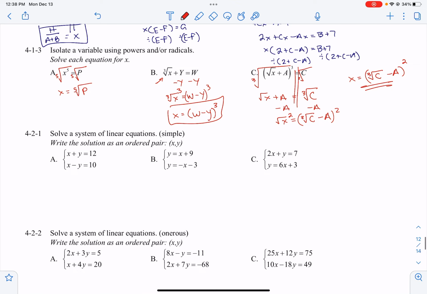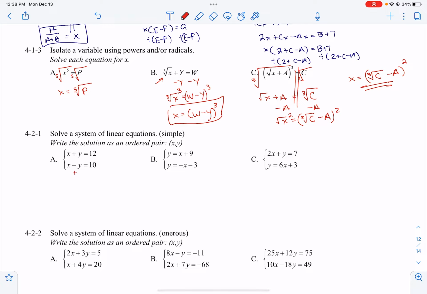Okay, 421, now we're changing things a little bit. Now we are solving equations. We're not just getting an x by itself because we have an x and a y that we are trying to solve. So on this first example, these first three, we're going to actually use substitution.